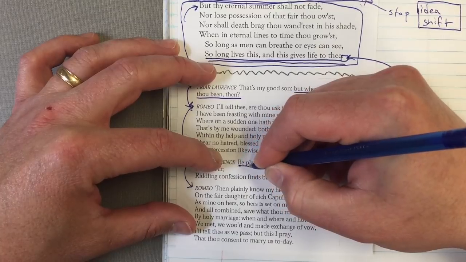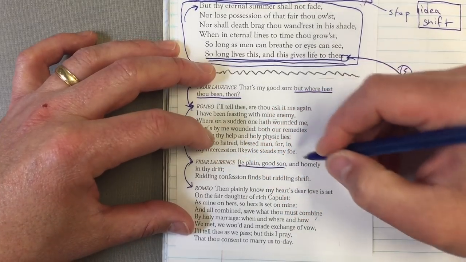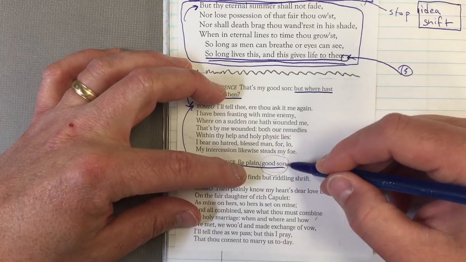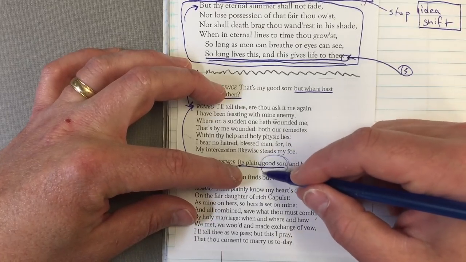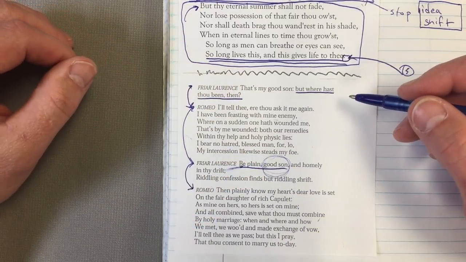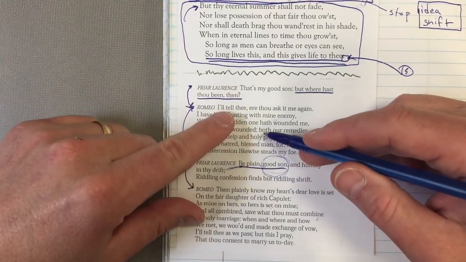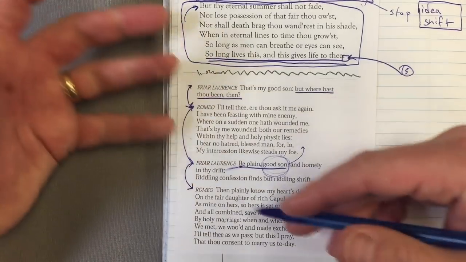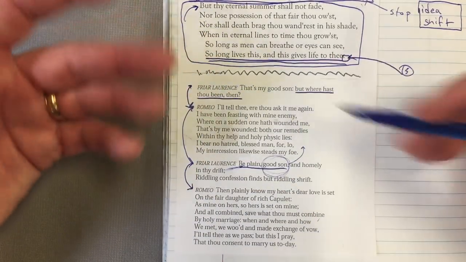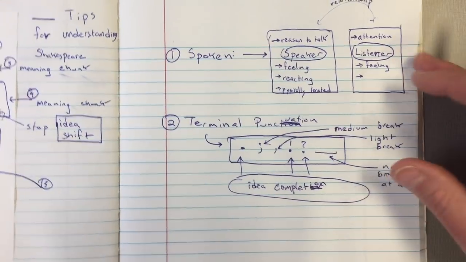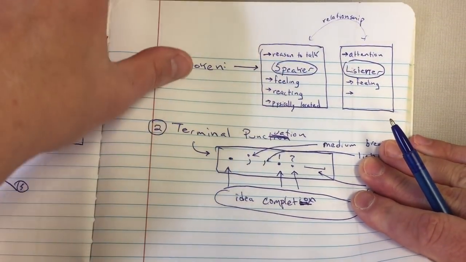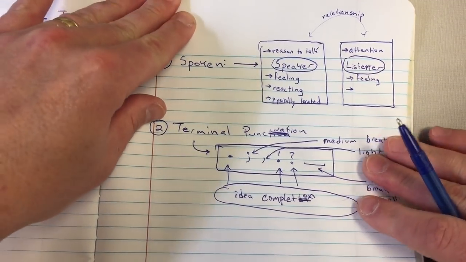He said, be plain, good son. But then here's a little clue. Were they strangers? Had they never met each other before? He just called him good son. So that's a little clue to their relationship. So you're always building clues to the relationships through the things that are said, the way that they are said. So you build clues as you move through the text.